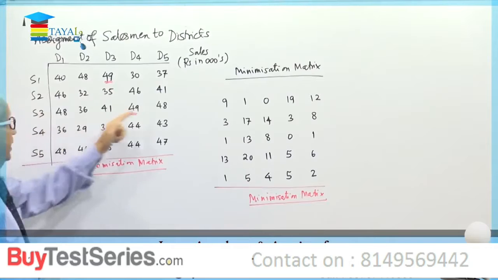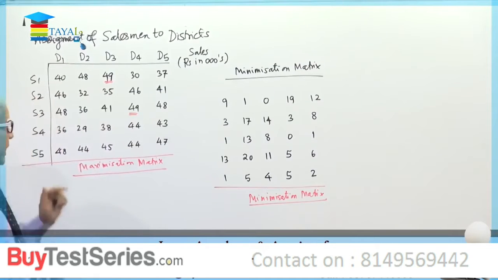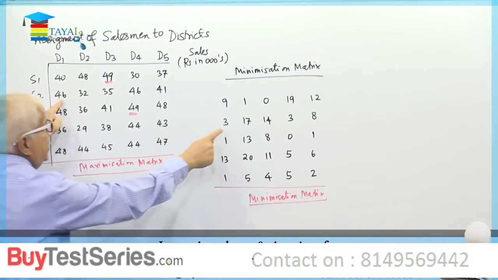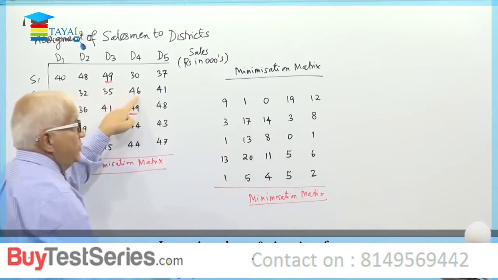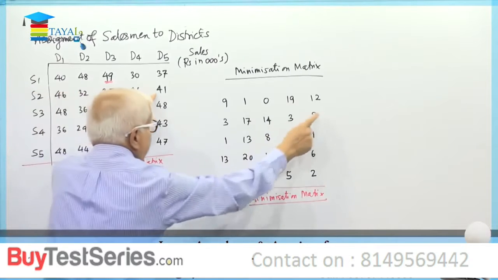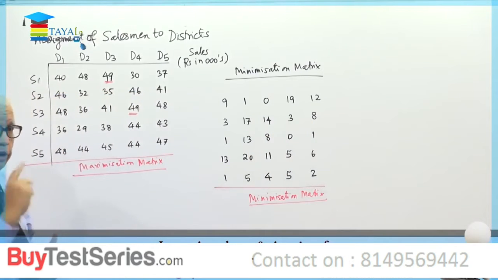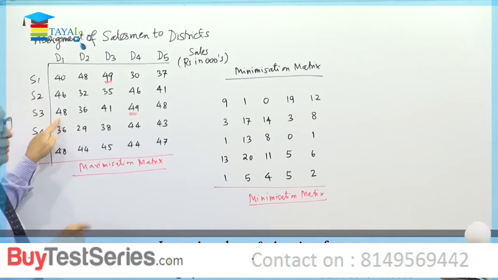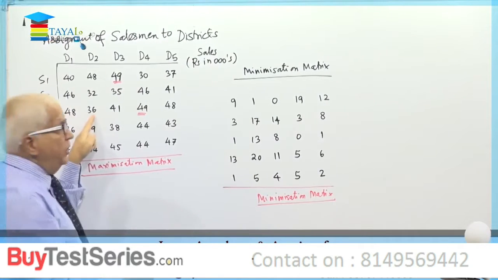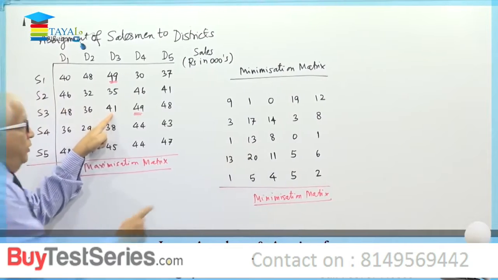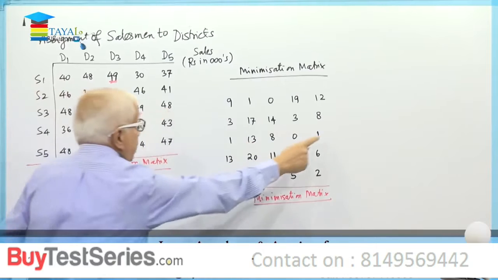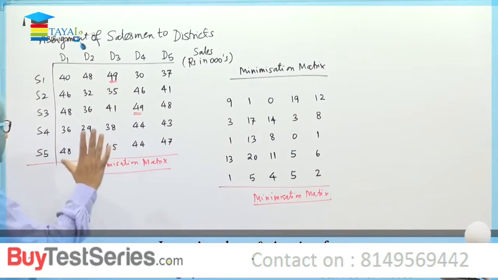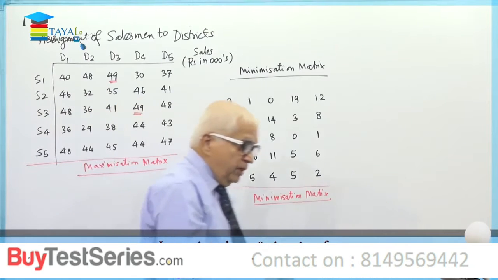Similarly, the second row. The numbers here are like this. Subtract all of them from 49. So 49 minus 46, 3. 49 minus 32, 17. 49 minus 35, 14. 49 minus 46, 3. 49 minus 41, 8. Second row converted. Third row, same procedure. Third row, 49 minus 48, 1. 49 minus 36, 13. 49 minus 41, 8. 49 minus 49, 0. 49 minus 48, 1. So third row converted. Similar treatment for fourth and fifth row. As you will see, you will get this matrix after converting into a minimization problem.